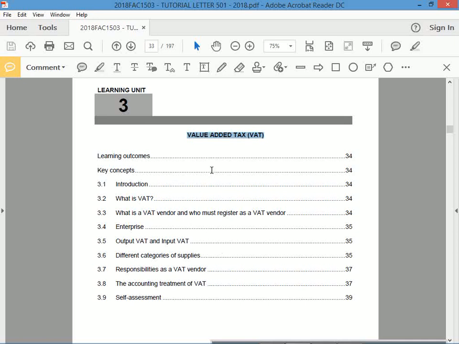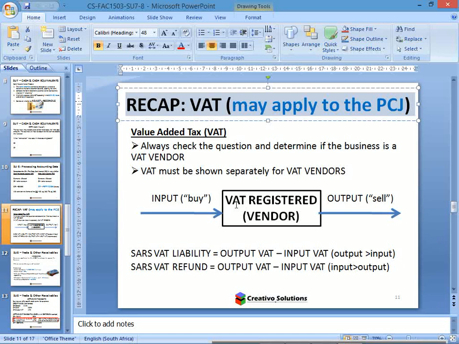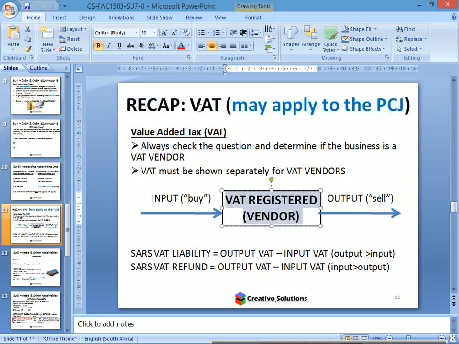So from a test point of view, they have changed the module slightly, so we'll have to see what the 2018 papers look like. If you've got last semester's paper, then send it to me, and then we'll look at that as one of the first exam papers. The first thing that I obviously want to recap is the diagram. Okay, so you've got a VAT registered vendor.